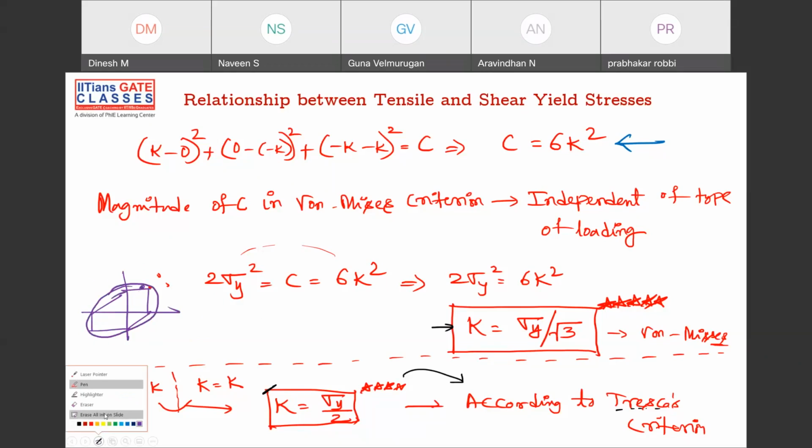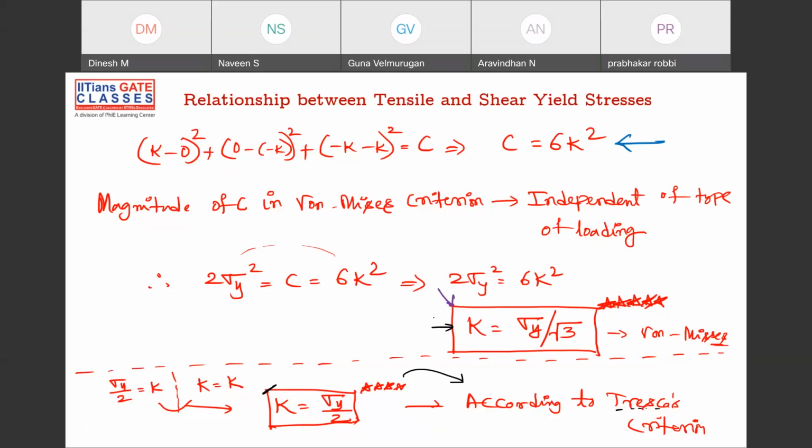So generally, in reality, people tend to use von Mises rather than Tresca, because it is more realistic. It's not ideal. Okay, so people tend to use von Mises for the conservativeness. So von Mises is the answer. Okay, fine. So generally we use this for more conservation. Fine, good. So try to note down these points.